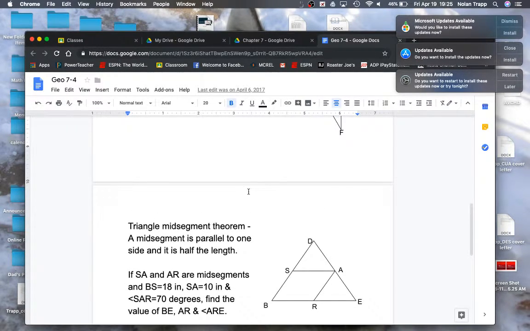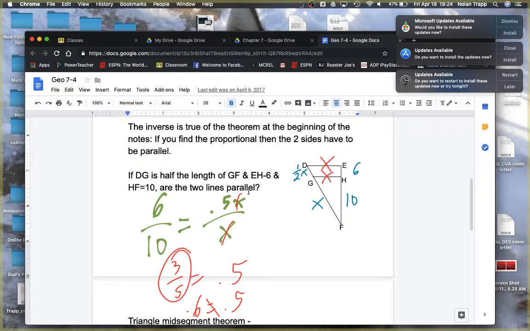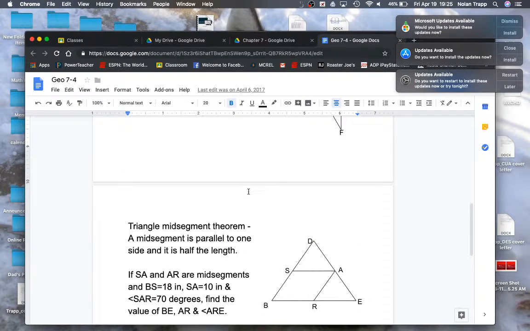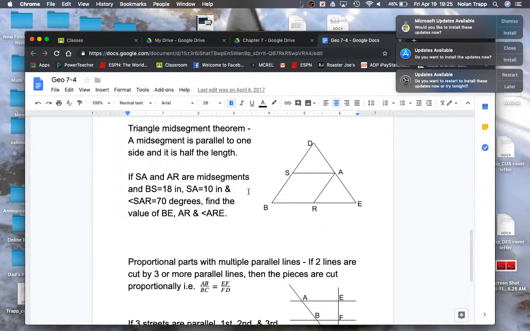If you didn't understand that math, you could have also done the cross multiplication, right? So you get 6x when you multiply this way. And 10 times half of x, well, half of 10 is 5. Those aren't equal still, so I still get not parallel.